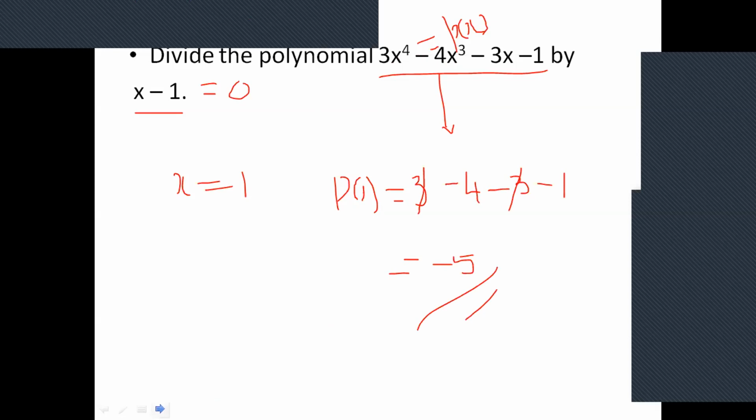Next, we'll move on to the next concept, that is nothing but the factor theorem. Now, what is this factor theorem? It is actually the factor theorem and the remainder theorem. They are closely related to each other. Only when the remainder becomes 0, it is almost equal to the factor theorem. Now let us see what the statement is.